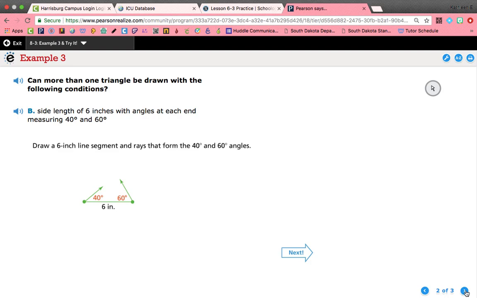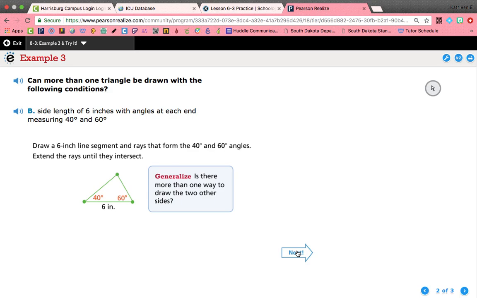Can more than one triangle be drawn with the following conditions? Side length of 6 with angles at each end measuring 40 and 60. Okay, so step 1, draw that side, draw a 6-inch line, then draw an angle of 40, and then draw an angle of 60, and will they connect to form a triangle? They will, in this one as well. So yes, you can draw one at least. Is there more than one way to do the other one? No, only one triangle can be drawn with the given measures.